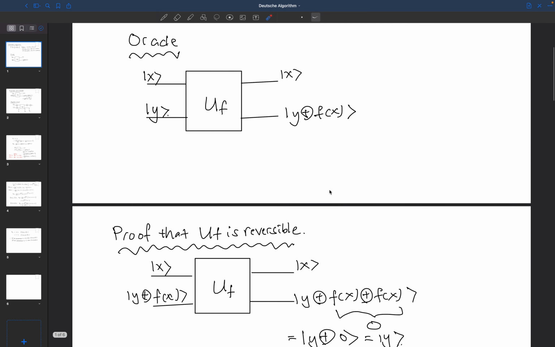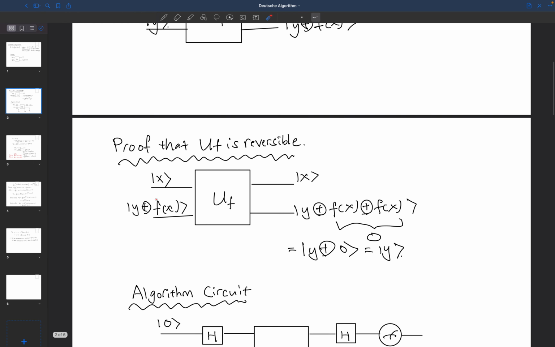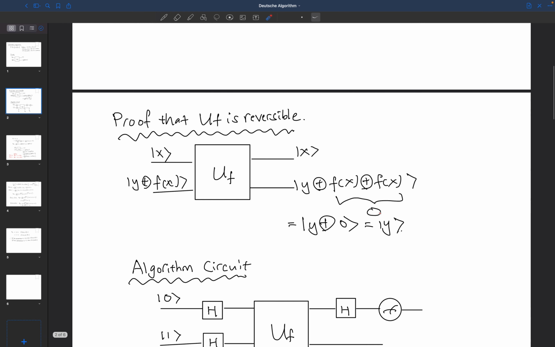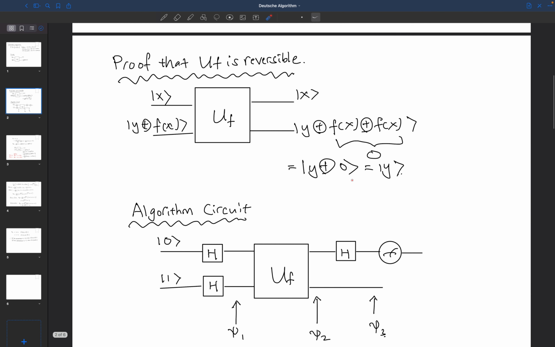Let's see that this is reversible by reversing the direction of the operation. So x, y plus f(x) will get x again here, and the y plus f(x) plus f(x) is just 0, right? Because 0 plus 0 or 1 plus 1 is 0, and we will get y plus 0, and we get y.